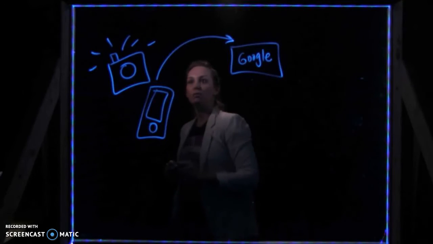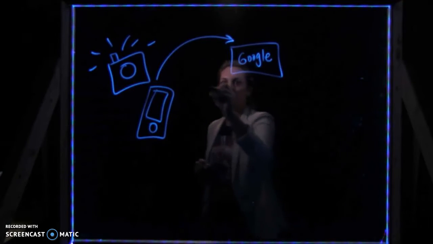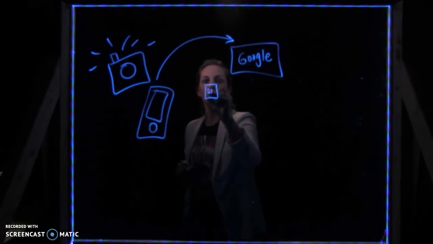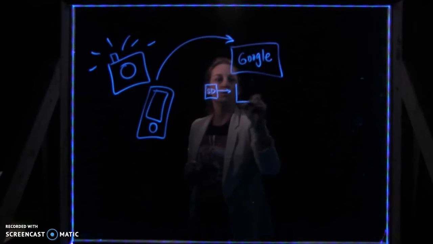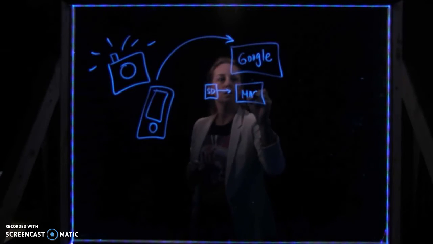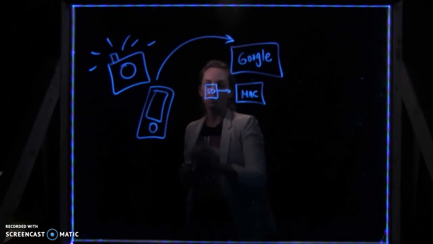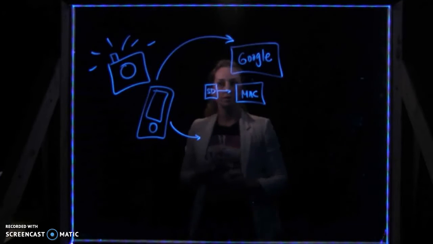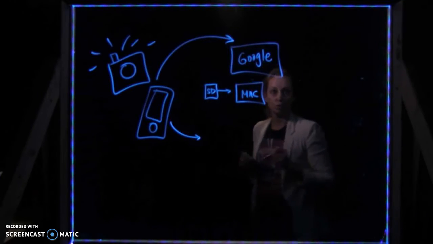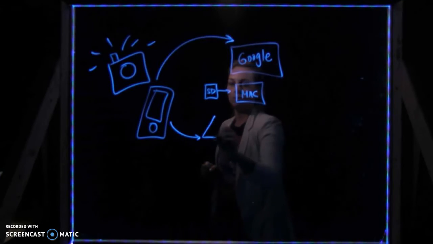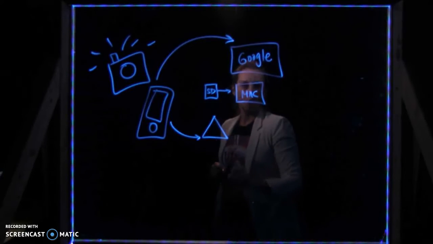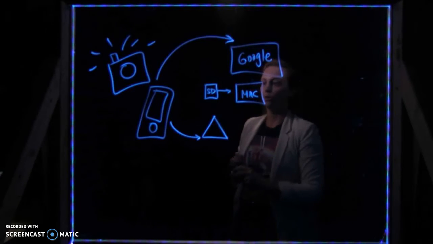If you have the camera, you can take the SD card right out of that and pop it right into your Mac. If you're using your phone, I would suggest that you use the Drive app on your phone and upload them directly into your school Google Drive.